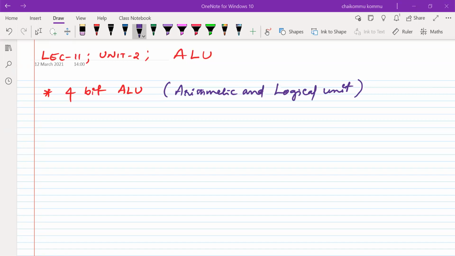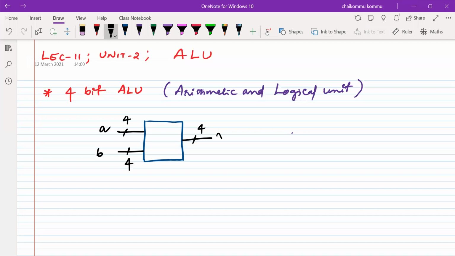Okay, arithmetic and logical unit. What will this device do? So let us consider the black box is something like this. The black box takes two input signals, signal A and signal B, of size 4. So that's the meaning of 4-bit ALU. It generates a 4-bit output Y, for example. So this is the 4-bit ALU.